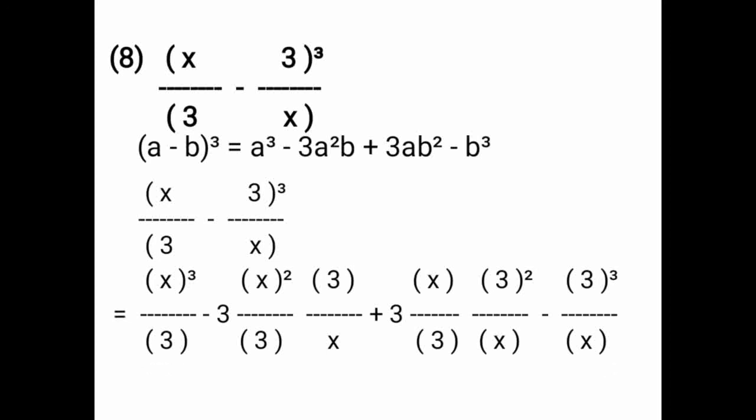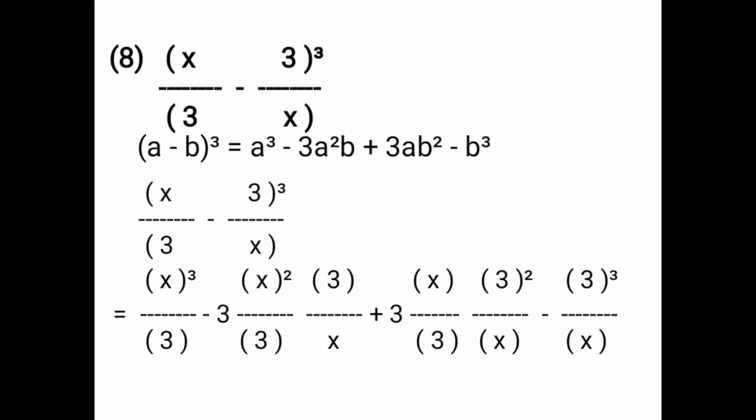In a cube you have both numerator and denominator. You have to solve both on numerator and denominator. Cube of x is x cube. Cube of 3 is 27. I got the answer in a cube, that is x cube upon 27. In minus b cube, 3 upon x the whole cube is there. You have to solve both on numerator and denominator. Cube of 3 is 27. Cube of x is x cube. In minus b cube also I got the answer, that is minus 27 upon x cube.